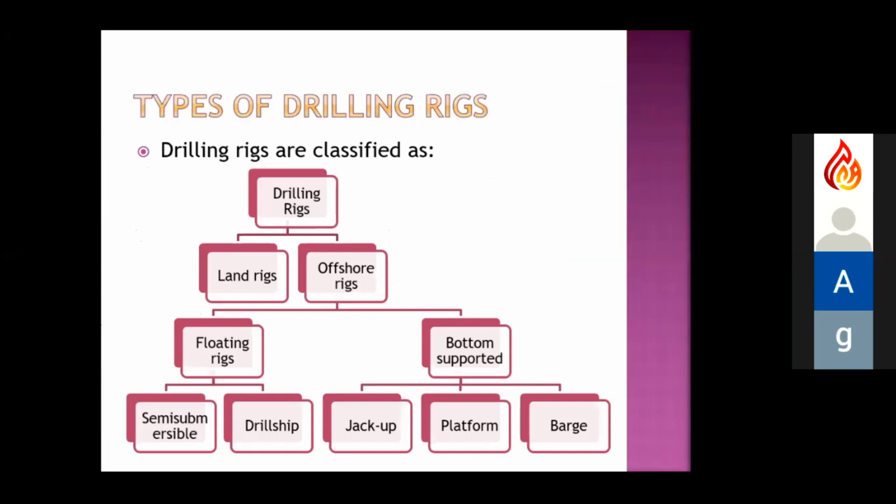Now, types of rigs. Drilling rigs are classified as land rigs and offshore rigs. Offshore rigs have two types: floating rigs and bottom supported. The floating rigs are two types: semi-submersible and drill ship. The bottom supported are three types: jackup, platform, and barge. But for the mud engineer this is not important, because mud engineering is the same in each type of rig, regardless of whether it is onshore or offshore, bottom supported or floating.